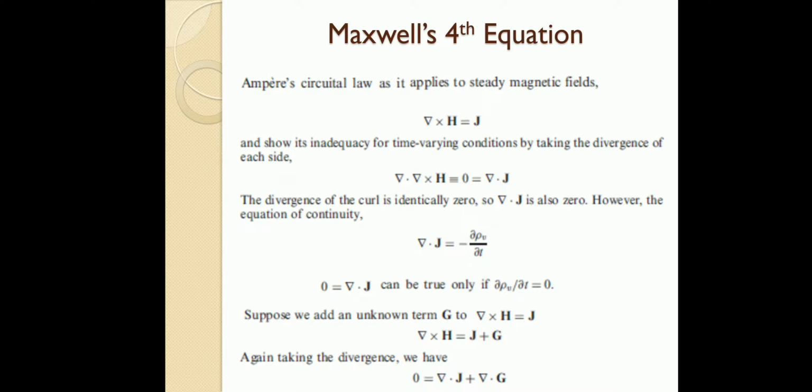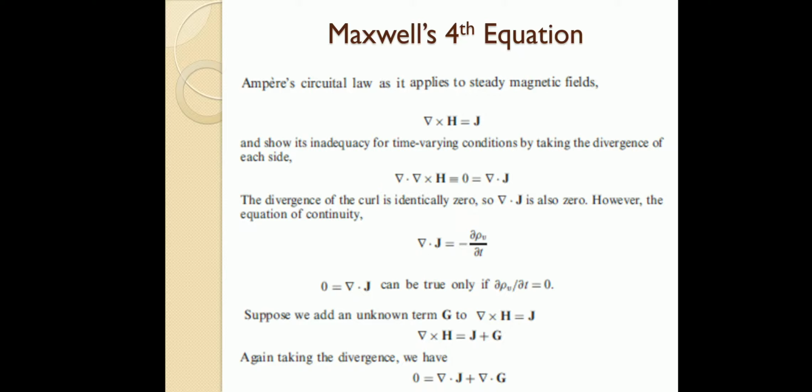So we can say that there is an inconsistency in Ampere's law. To avoid that inconsistency, we add another term, G, to this del cross H. So the new equation is del cross H is equal to J plus G. Next, our aim is to find what G is.